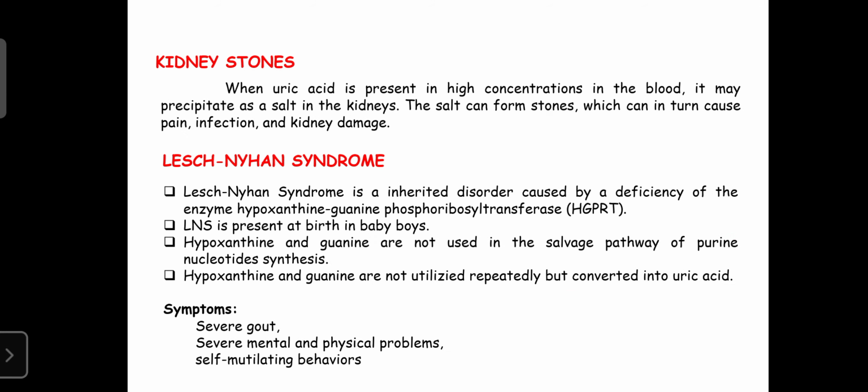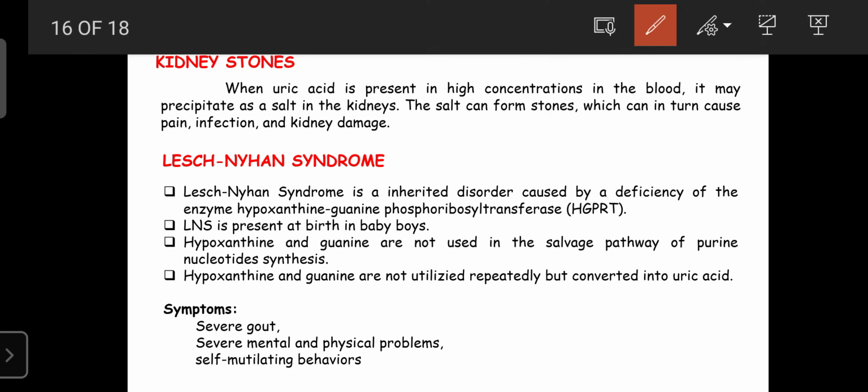Next one is kidney stones. It is also one of the disorders related to the increased or decreased degradation of purine metabolism, in which uric acid is present in high concentration in the blood. It may participate in salt formation in the kidney. That salt is responsible for the formation of kidney stones, and it can cause pain, infection, or kidney damage, due to more uric acid in the blood converting into salt in the kidney. So when the blood visits the kidney, the kidney suffers from kidney stones or damage. So kidney stone is another problem related to purine metabolism.